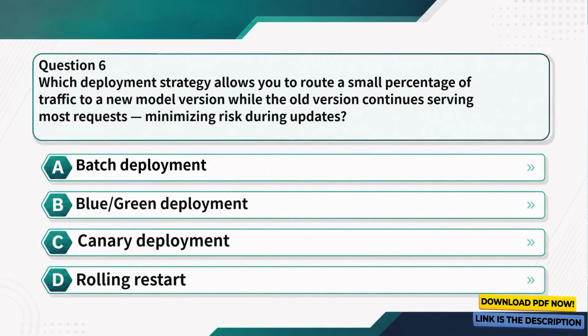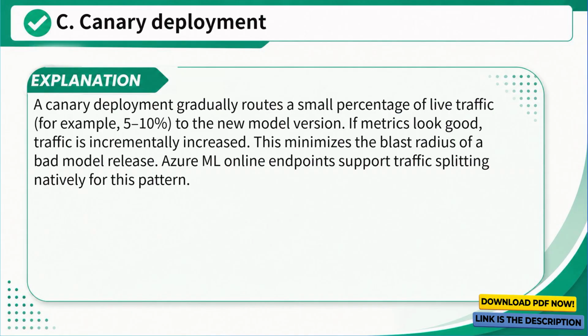Question 6. Which deployment strategy allows you to route a small percentage of traffic to a new model version while the old version continues serving most requests, minimizing risk during updates? A. Batch deployment. B. Blue, green deployment. C. Canary deployment. D. Rolling restart. Correct answer. C. Canary deployment.